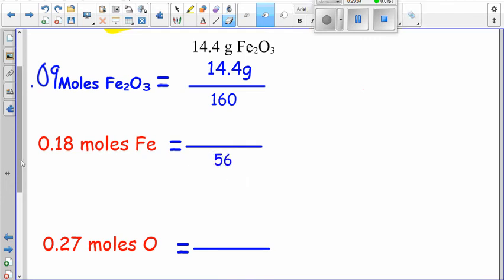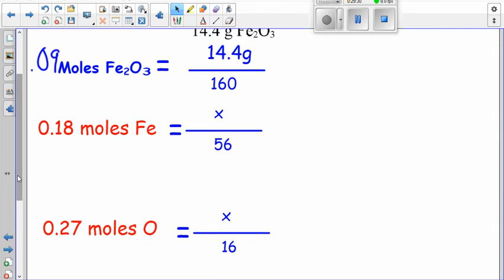So now I'm going to ask you to tell me how many grams of iron are in this whole sample, and how many grams of oxygen are in this whole sample. You see how you can split it up? So calculate those two for me. Tell me how many grams of iron are in 14.4 grams of iron oxide, and how many grams of oxygen are in 14.4 grams of iron oxide. Give me about 60 seconds. Give me those two.